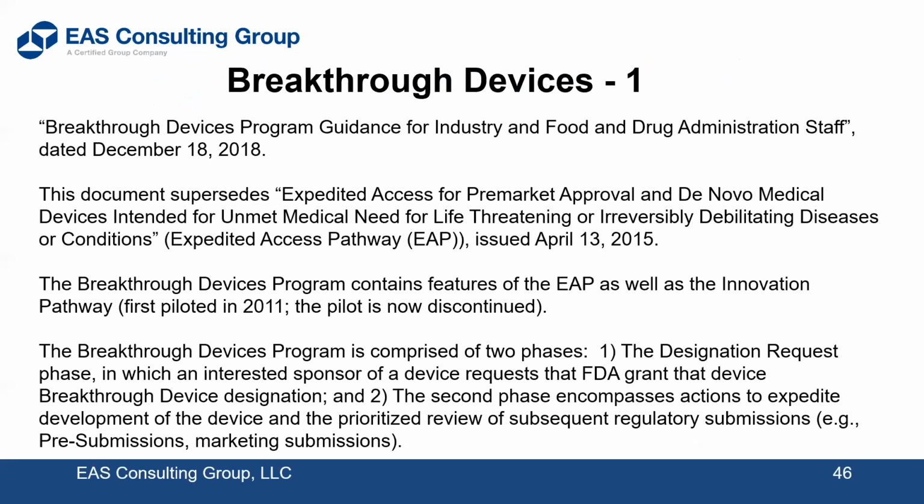And here again, you see the two phases in the bottom paragraph. The designation request phase, in which an interested sponsor of a device requests the FDA grant that device breakthrough device designation. That's under Q sub. And then the second phase encompasses actions to expedite development of the device and prioritized review of subsequent regulatory submissions. It might be a pre-submission, but certainly the 510K, PMA, or de novo.